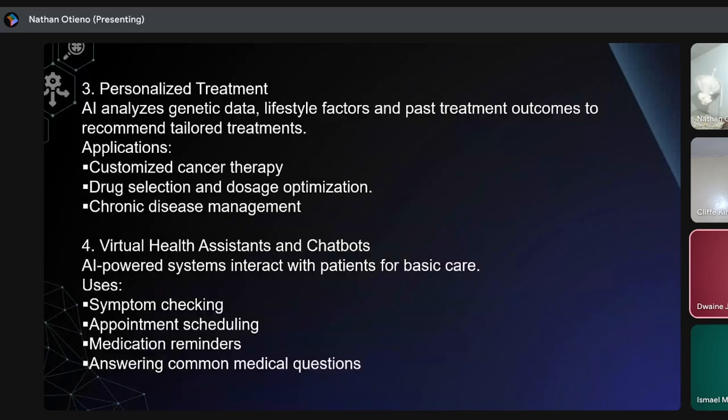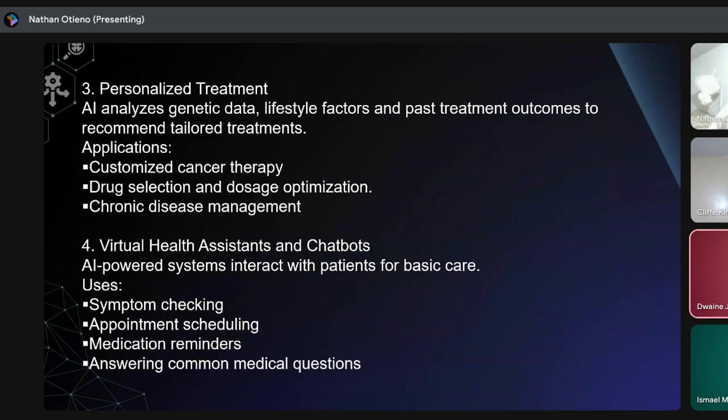Number three, personalized treatment. AI can be used to analyze genetic data, lifestyle factors, and past treatment outcomes to recommend tailored treatments. The applications are customized cancer therapy, drug selection and dosage optimization, and also chronic disease management.